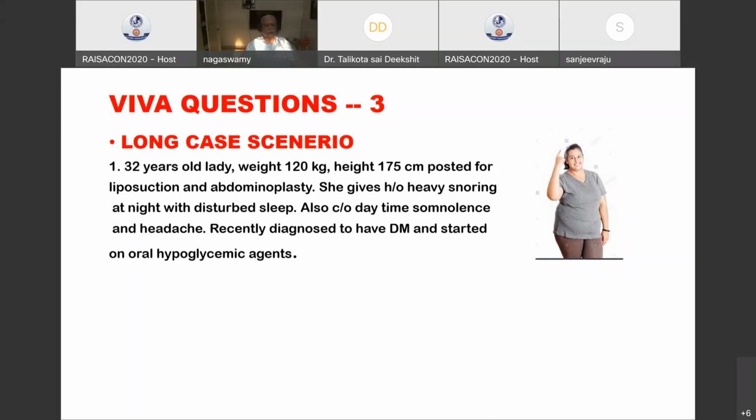She is a 32-year-old lady, weight 120, height 175. So you have to calculate the BMI. Can you quickly calculate and tell me what will be the BMI? You can quickly calculate using the calculator in your cell phones. What is the formula to calculate BMI?